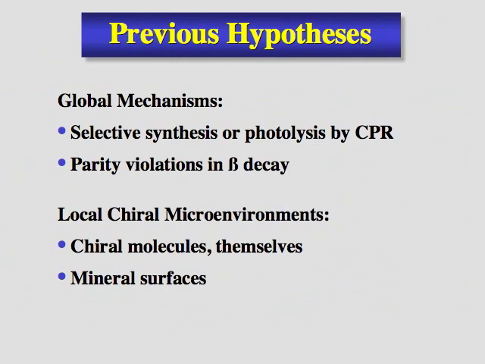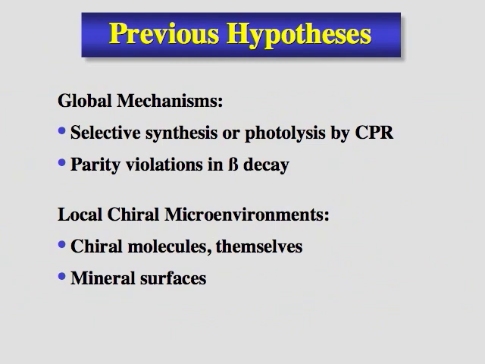But there are also local chiral microenvironments. And if you will accept the idea that the origin of life was a chemical event that occurred in a microenvironment, at some point the juxtaposition of just the right molecules and maybe just the right surfaces, then you have to think about, are there local environments that are chirally biased? And indeed there are very strong local chiral environments. One of them is the chiral molecule itself.